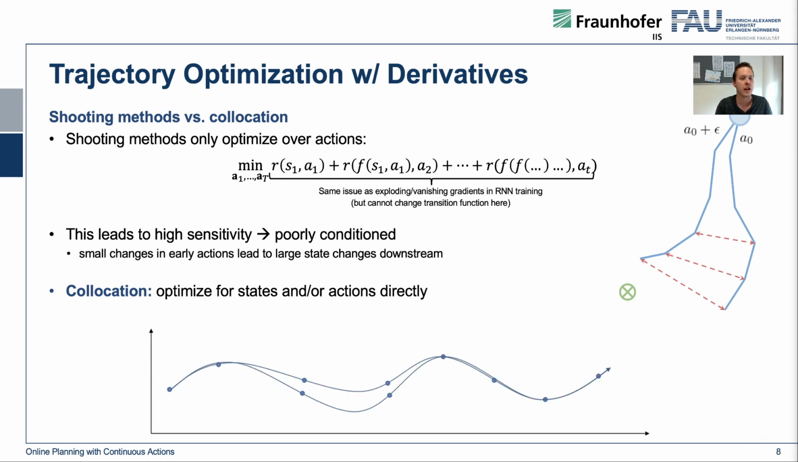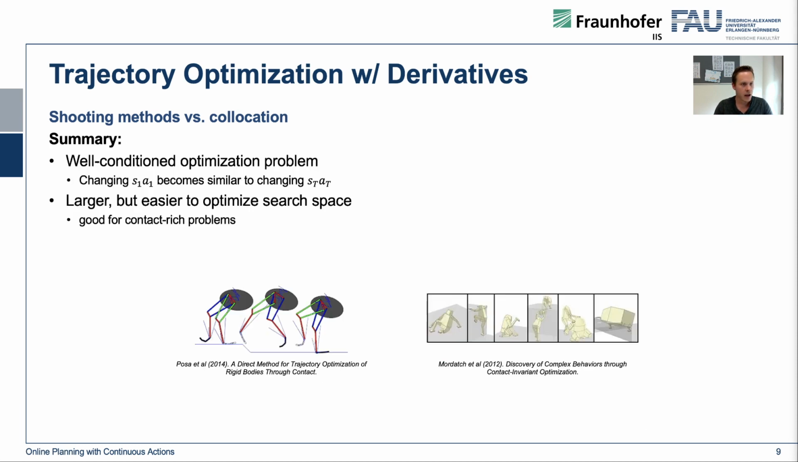This is a nice graphic that I borrowed from Sergey Levine's class. While we would have made changes in this trajectory, we would really pull the whole trajectory up or down. However, here we try to minimize the distances between these states along the way, which means that we only update over pairwise dependencies in this case. So when we compare shooting methods with collocation, we see that when we use collocation, we have a well-conditioned optimization problem.